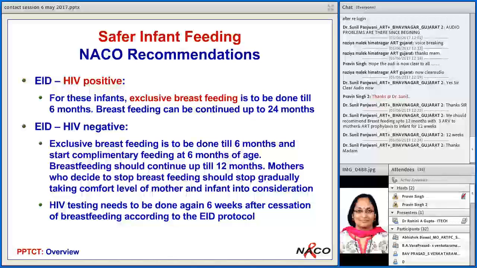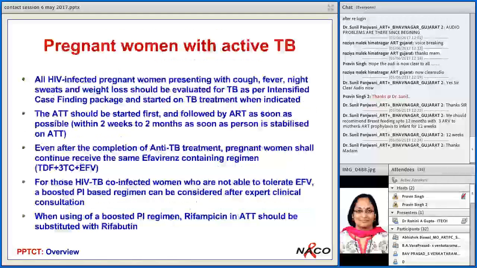babies born to adherent mothers who are on lifelong ART can also breastfeed their babies as long as they want. But the important thing is to continuously follow up these babies for signs of HIV infection, and the last HIV testing has to be done 6 weeks after the breast milk is stopped.